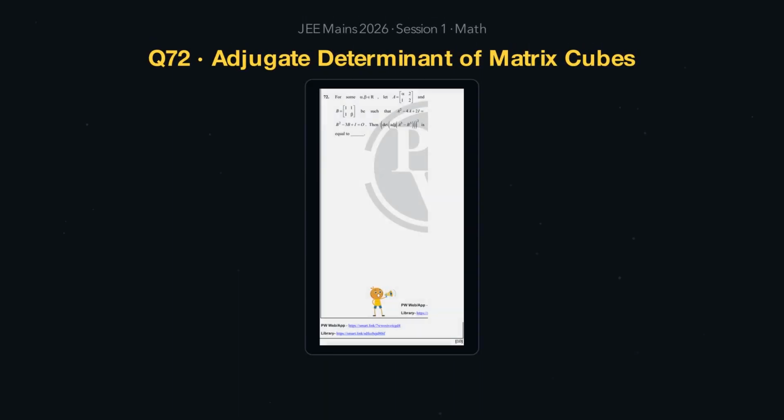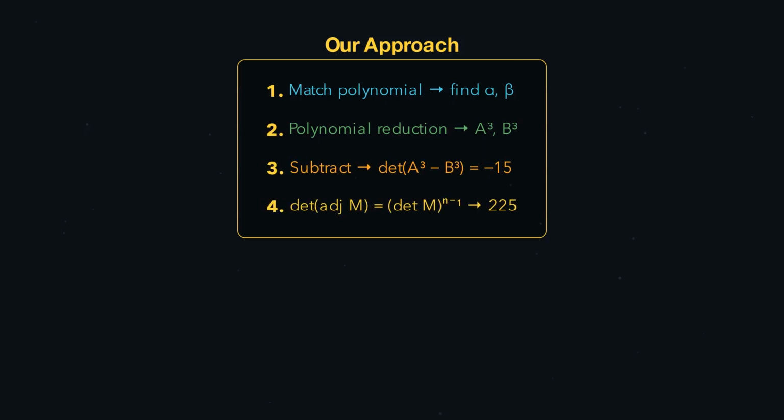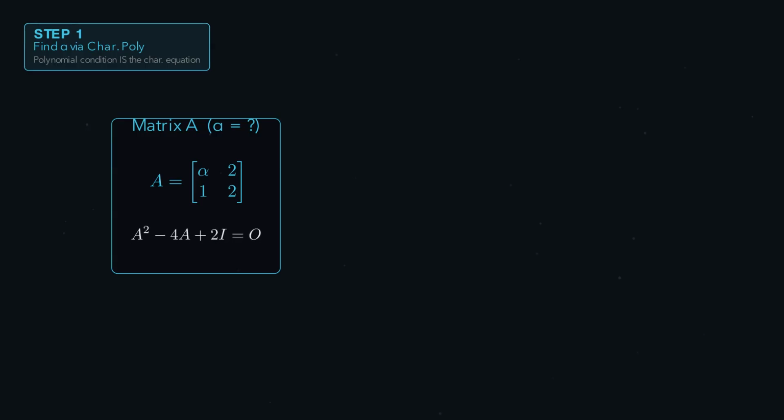Two matrices, A and B. Each satisfies a quadratic equation. That equation is hiding the answer, if you know where to look. Here's our approach. First, we'll use the polynomial conditions to read off the trace and determinant of each matrix directly. That instantly gives us alpha and beta. Then, we'll use a substitution trick to compute the cubes of A and B without tedious matrix multiplication. Finally, we'll apply one key determinant formula to reach the answer.